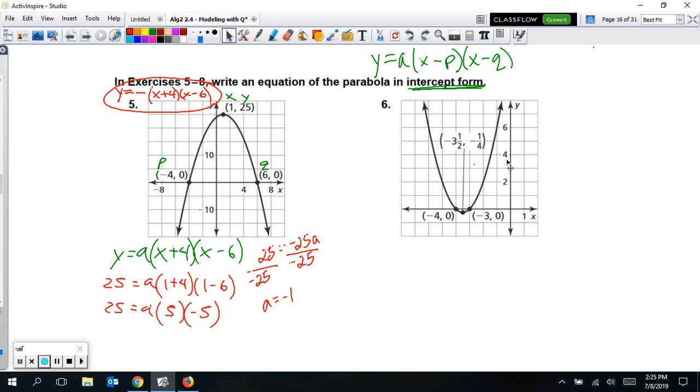Okay, so here we go with number 6. Now I would have changed these fractions into decimals myself. So that would make these our p and our q numbers, -4, -3. Our first thing you can do is write those into your parentheses. So y equals the a, and then x minus the -4 will actually be a double negative there. X minus -3 is another double negative. So these both become positives.